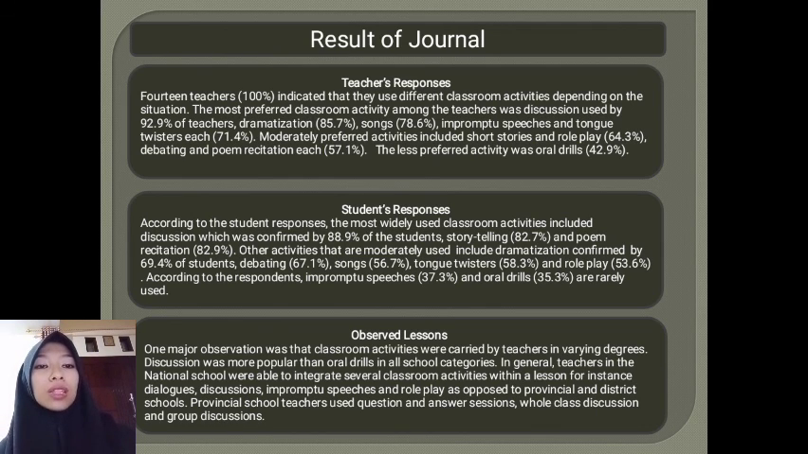Provincial school teachers use question and answer sessions, hold class discussions and group discussions. In general, school teachers try to integrate at least two classroom activities within a single lesson to achieve integration of the four skills. Those are listening, reading, speaking, and writing.